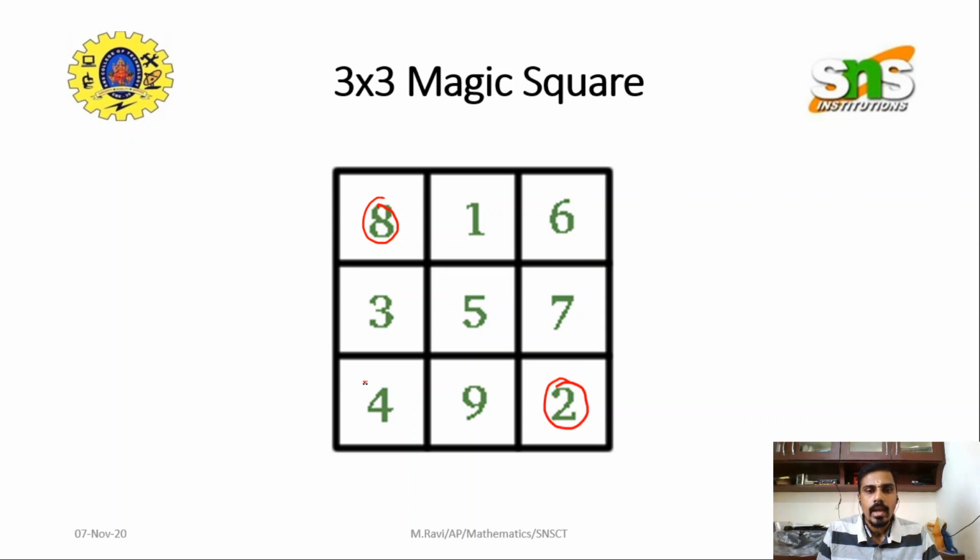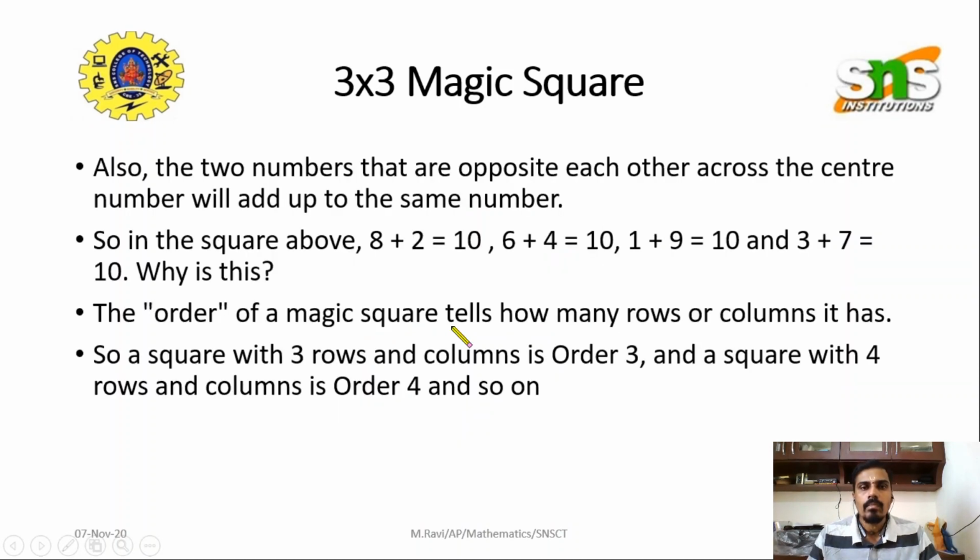And similarly add the numbers 4 plus 6. What is the sum? 10. And similarly 3 plus 7, and this is also 10. So in the square above, 8 plus 2 is 10, 6 plus 4 is 10, 1 plus 9 is 10, 3 plus 7 is also 10.